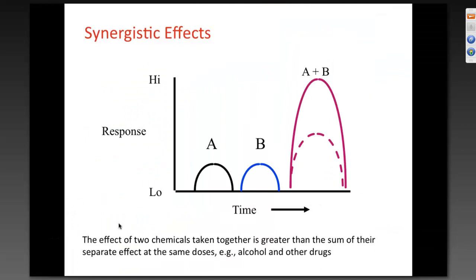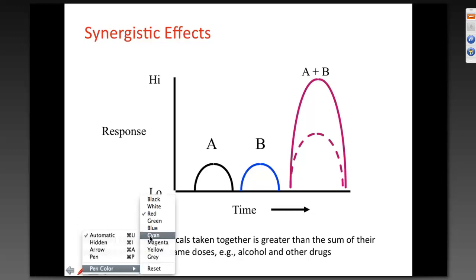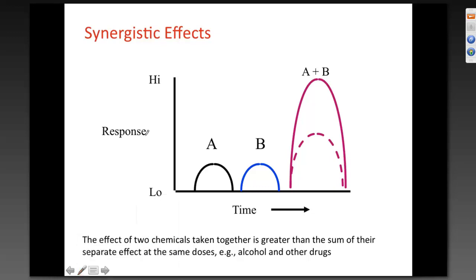With synergistic, we have the effect of two chemicals taken together is greater than the sum of their separate effect at the same doses. Okay, this is what they mean when they talk about taking certain sleep agents with alcohol, sedatives with alcohol. That's saying, okay, doc, let me think.